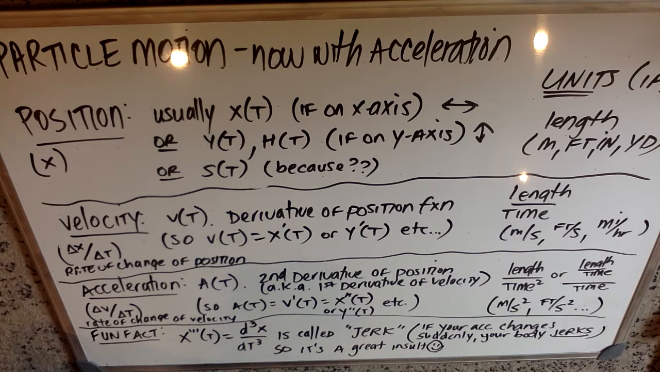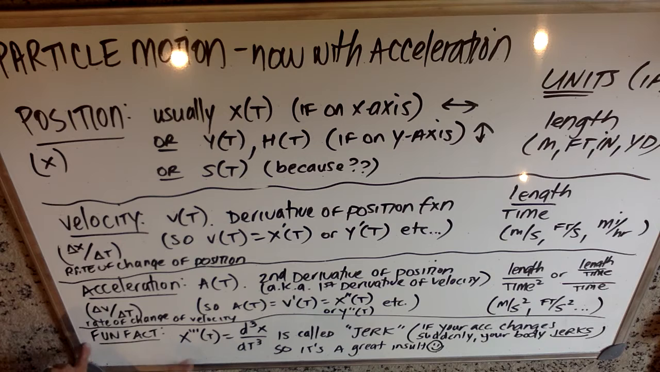So a fun sort of inside math joke is that the third derivative of position, so x triple prime of t, or you'll often see it as d cubed x dt cubed, right, is called jerk. This makes sense, and this is not like me making up a thing, this is actually a thing, right? It's called jerk because if you think about what your body does when your acceleration changes, right, we already saw that acceleration was the rate of change of velocity.